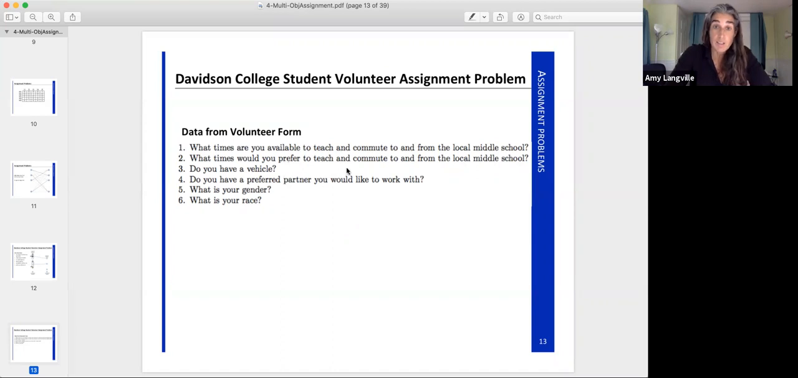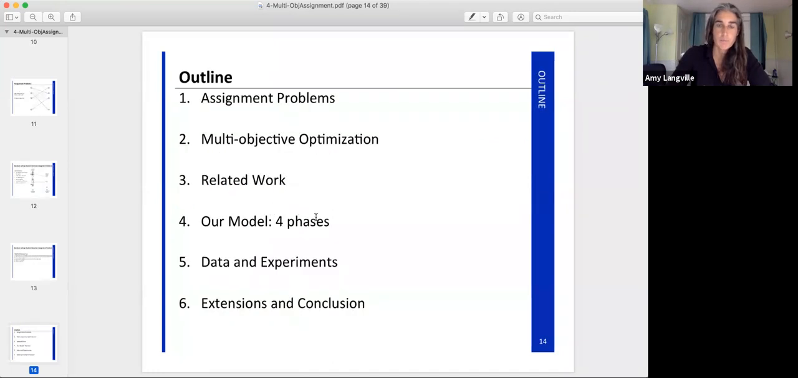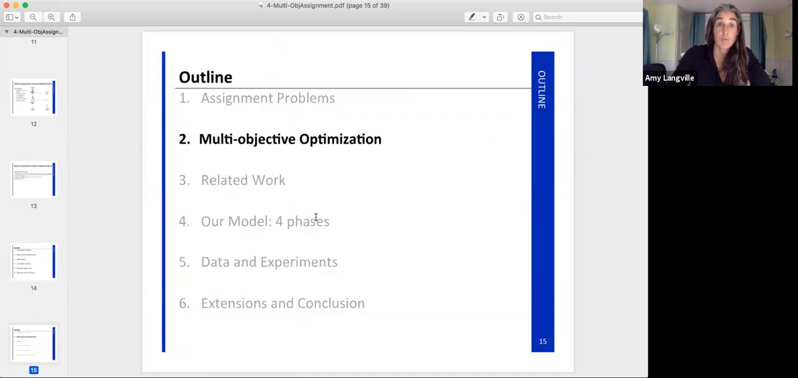Okay, so they collected this kind of information. When are you available to go to that middle school? Availability versus preference. Like, okay, I'm available at 8 in the morning, but I'd rather not have to wake up that early, so 10 is what I'd prefer. Do you have a vehicle? Do you have a partner preference? Gender and race. Okay, so now we're going to get to this as a multi-objective optimization.